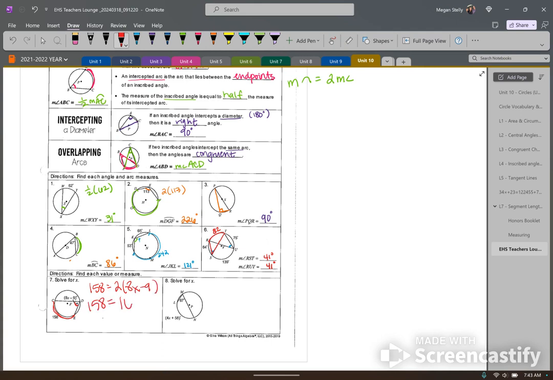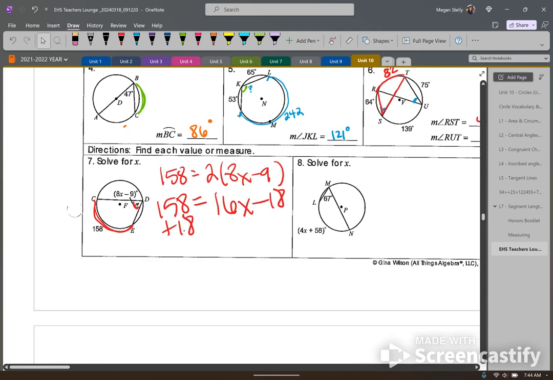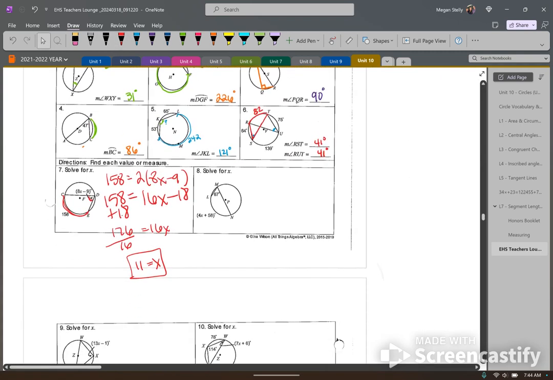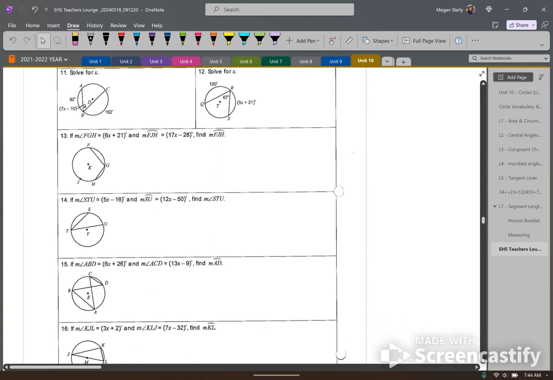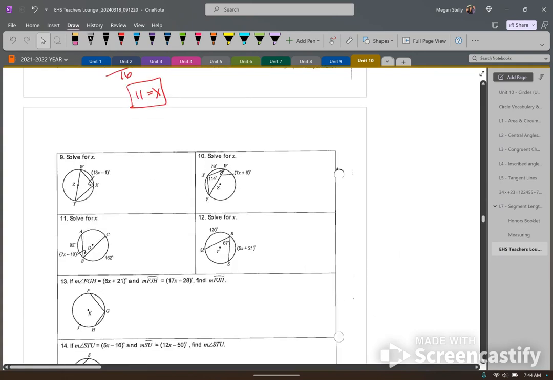And so now I'm left to solve this equation. 158 plus 18, 176 equals 16x, divided by 16. X equals 11. Whether you double or whether you take half, you should get x equals 11. Okay? So we're going to pause the video, and you are going to work through 8 and the back side, and then we'll move on to quadrilaterals.